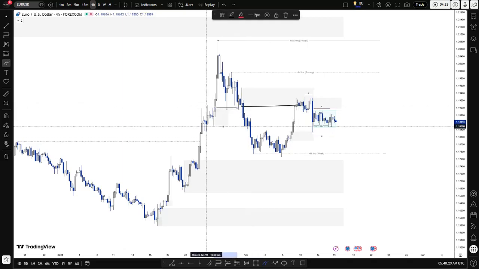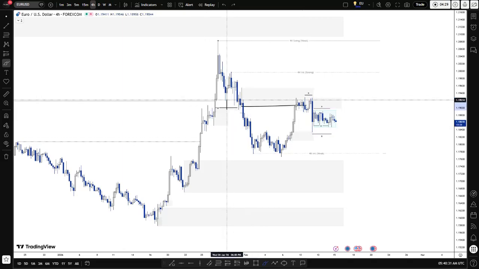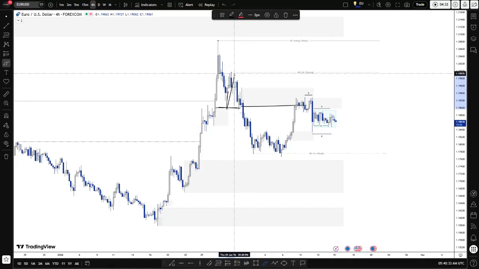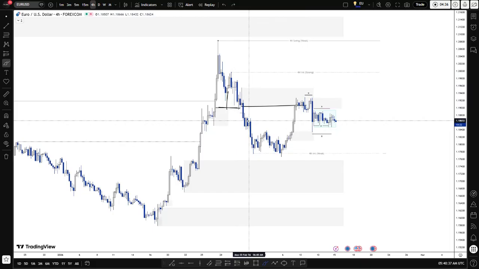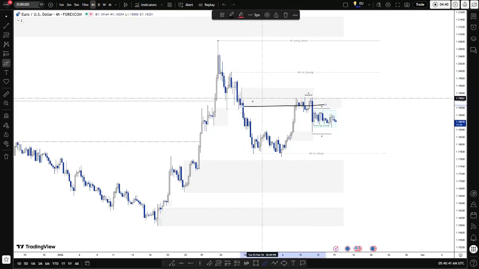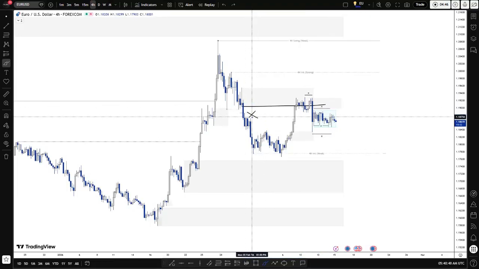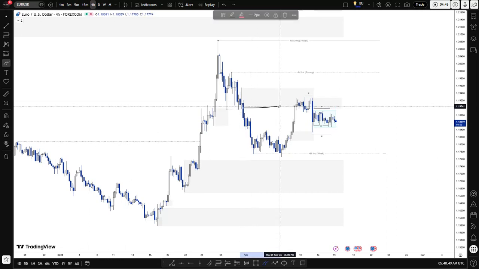By the way, it flipped this demand over here. Yeah, we got the mitigation, we got the reaction, then price came and closed below the low, confirming the flip. So it's a flip, and also it has this sort of lead over here, although it's some sort of far, but it's still lead for this POI.